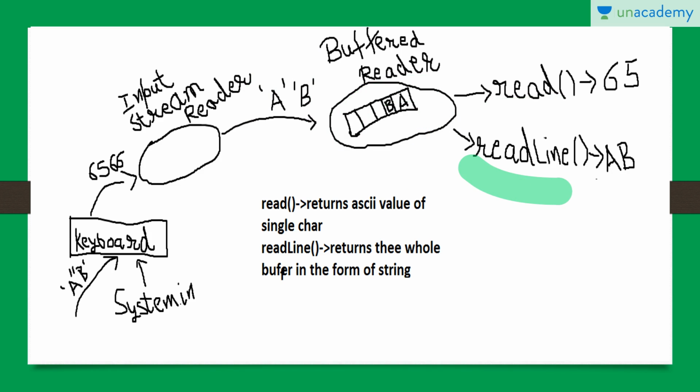Let us discuss the working of these two methods. The read function basically returns the ASCII value of a single char. It means we can just read a single char from the read method, and it will return the ASCII value of that char instead of returning the actual character. But we can use some method to get the actual char which we have typed.